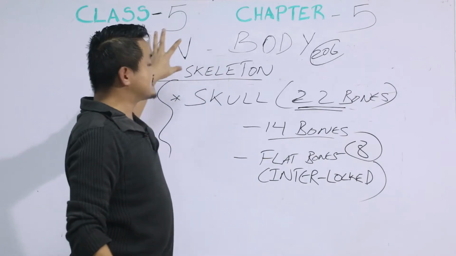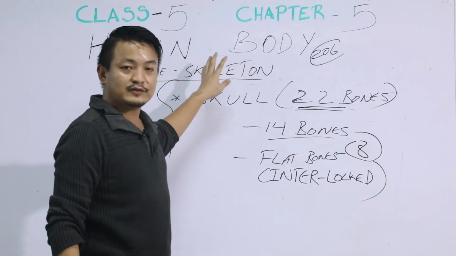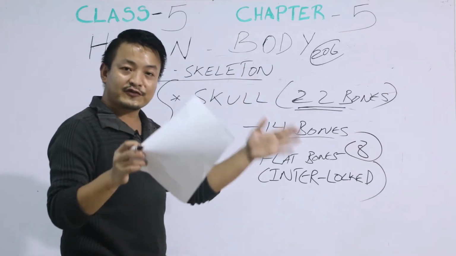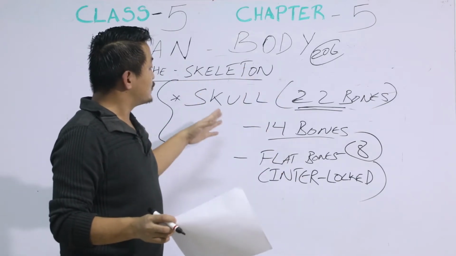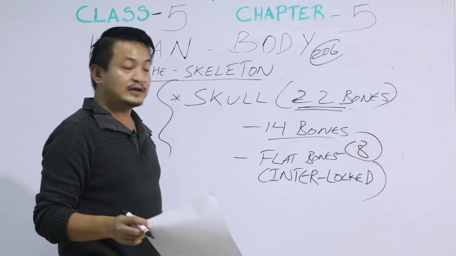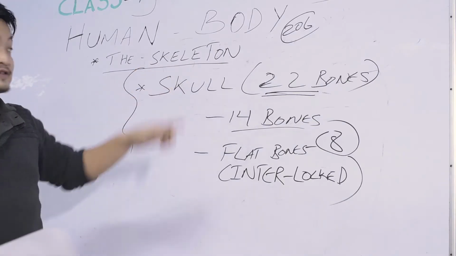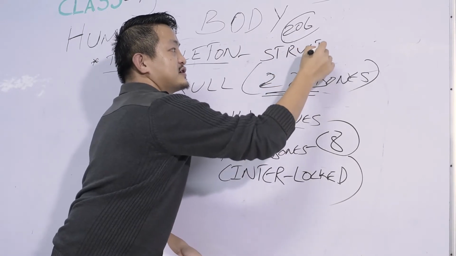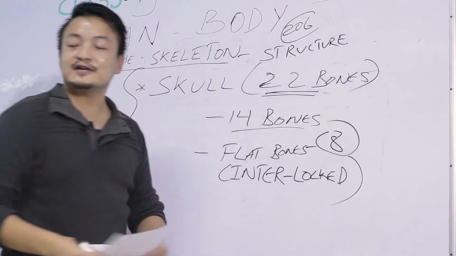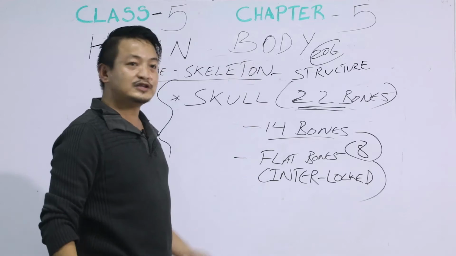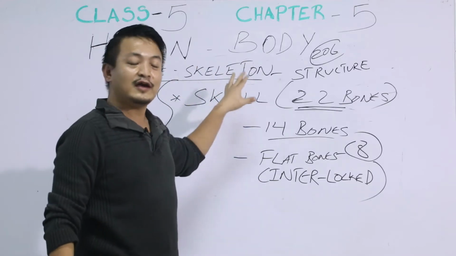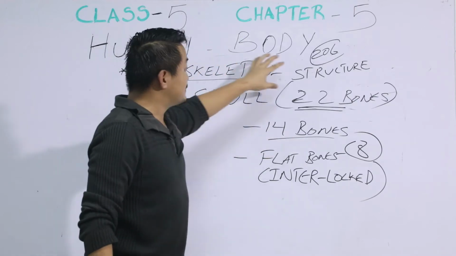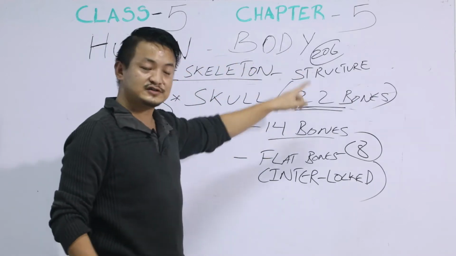Now, this human skeleton is very important because this is the framework of our human body. It gives us what? The structure. It gives us the shape. The shape of our body depends on our human skeleton. Everyone has a different shape and size. So it gives us the structure.